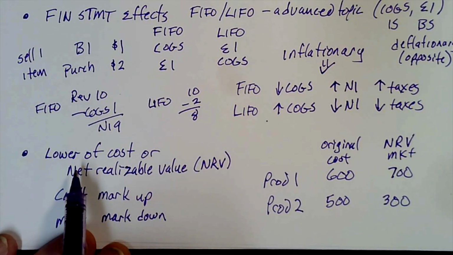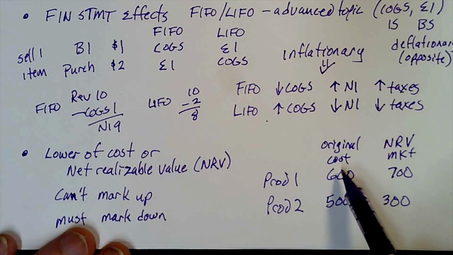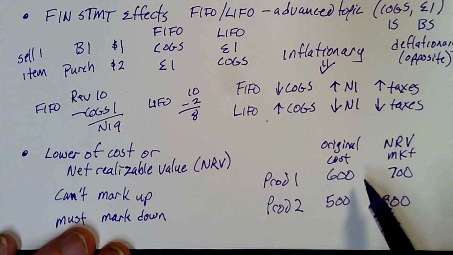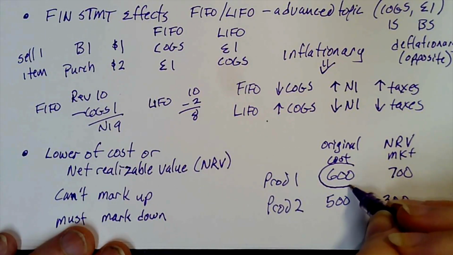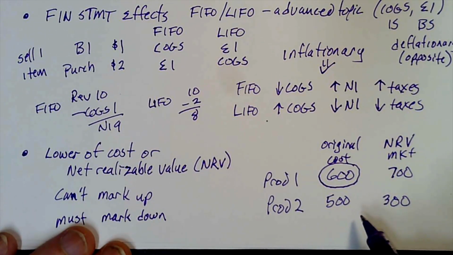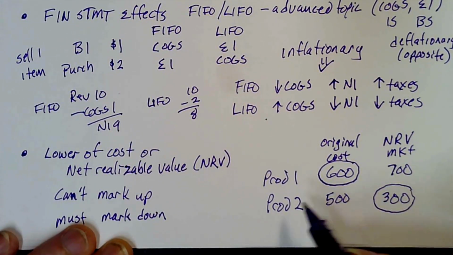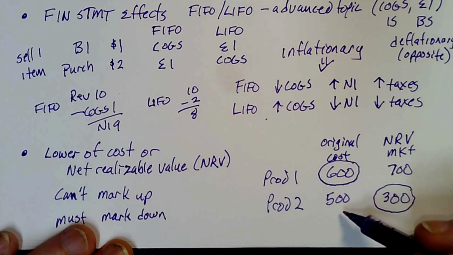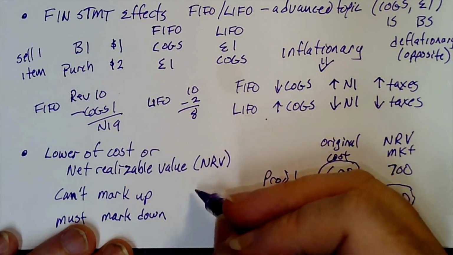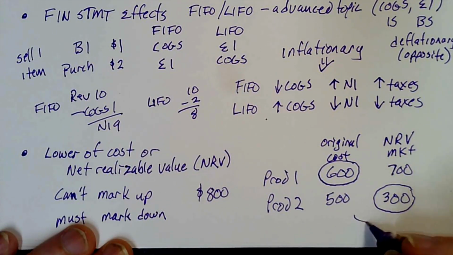Well, just look at the name of this rule. We're going to select the lower of either cost or the NRV. So whichever one is lower is the one we're going to use. So for product 1, we're not going to mark it up. We're going to leave it at 600. But here, obviously, we have good evidence that product 2 has gone down in value. So we're going to use the lower of these. So in other words, my new total inventory cost, originally I bought it for $1,100, but now it's going to be $800 because I had to mark this one down.